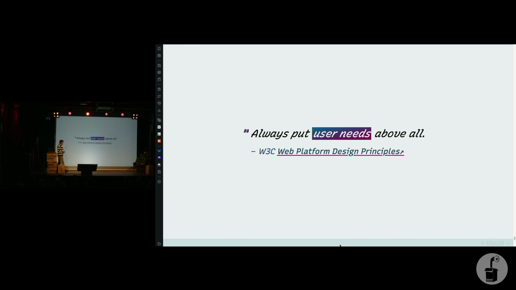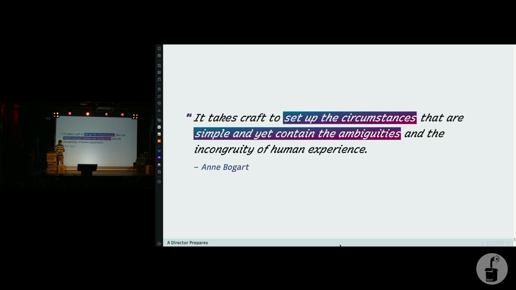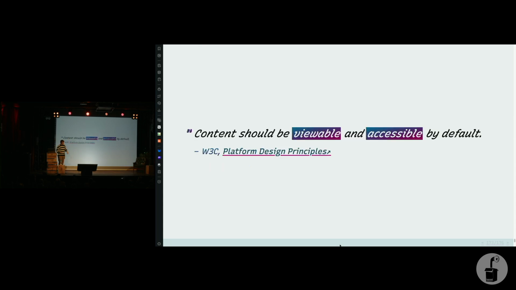Always put user needs above all. Always respect the user. This is our job as designers and design engineers, not forcing everyone into a single experience, but thinking, how do we set up the circumstances that are simple and yet contain the ambiguities of human existence? I'm quoting from a theater director, but I love this. This is what we're doing on the web. We're doing theater. We're doing live performance. We send our script out there, and then every browser tries performing it, and then we see how the user likes that performance. We need to capture these incongruities and the change in different venues and different performers.